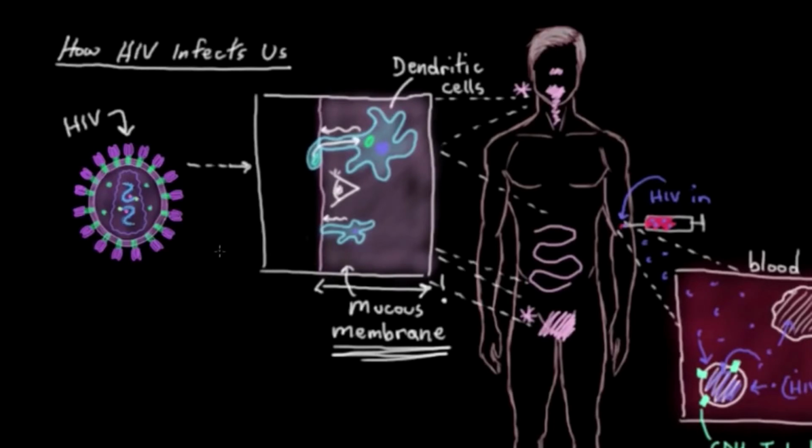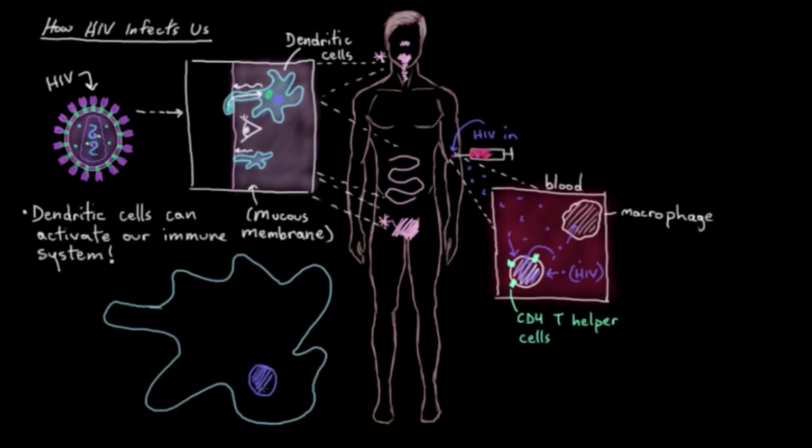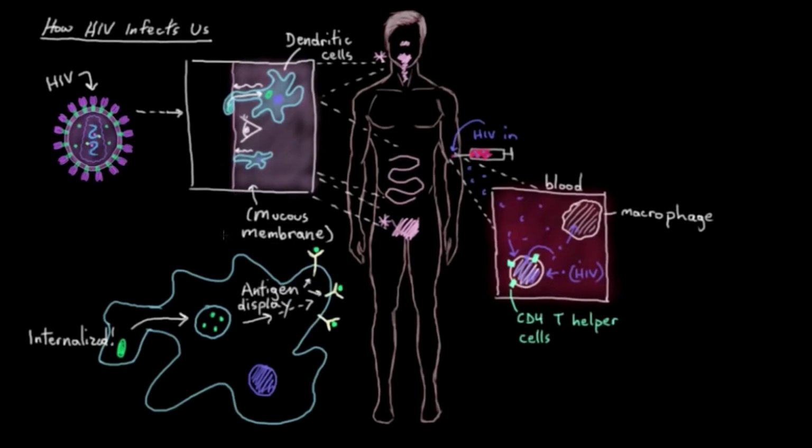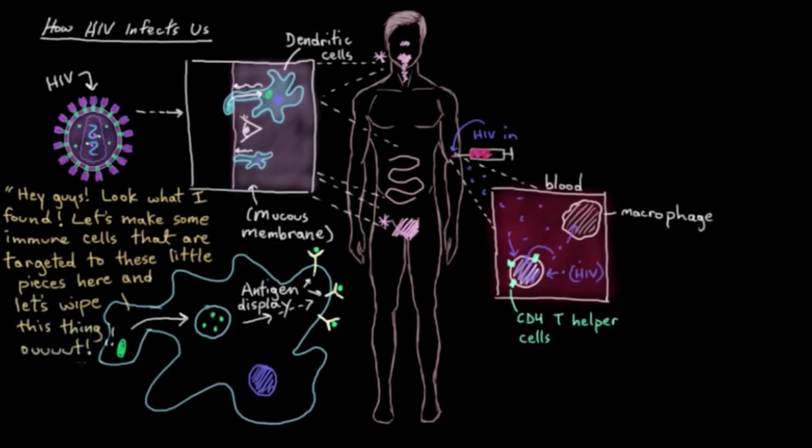They actually have the ability to kick off a pretty big immune reaction depending on what kind of particle they've found. And so what they do in a normal scenario is that if they find something they're worried about, maybe a virus or a bacteria or something like that, they internalize it, and then they cut it up into a few pieces, and then they display little pieces of it, which at this point are called antigens, on their surface, because essentially they want to get other immune cells' attention. They're essentially saying, hey guys, look what I found. Let's make some immune cells that are targeted to these little pieces here. Let's wipe this thing out.